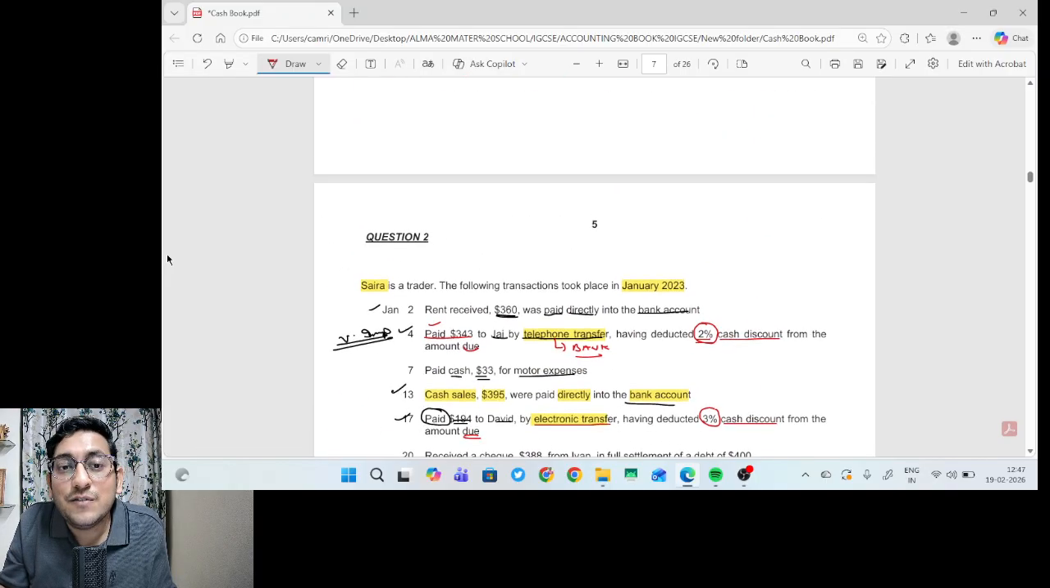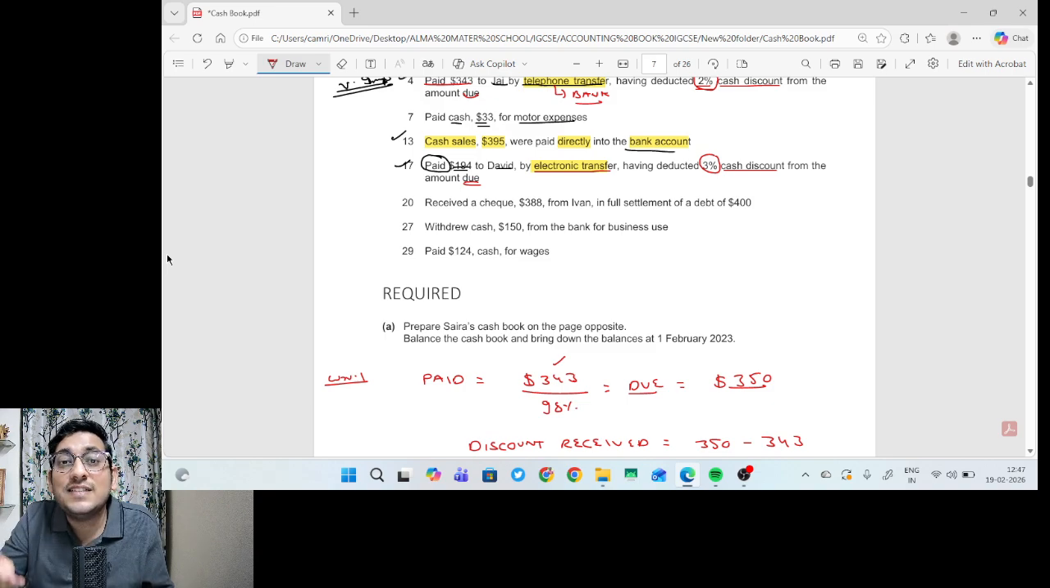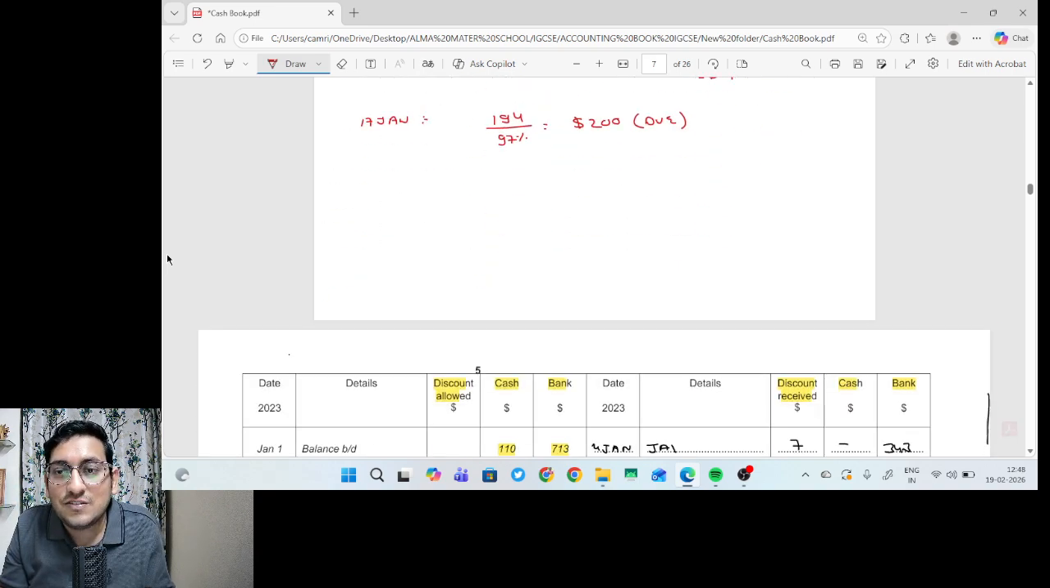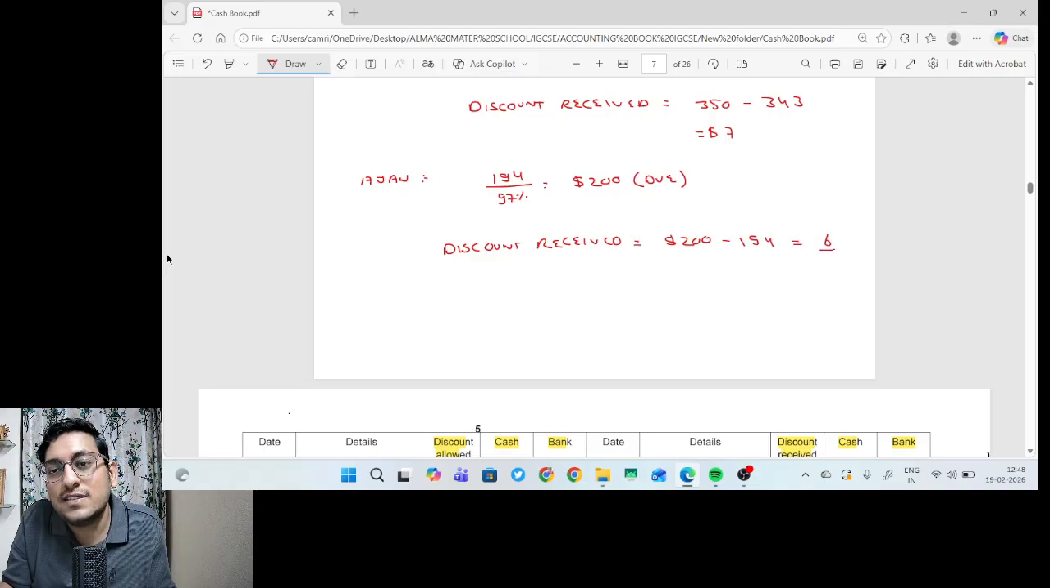Now, please tell me, we have paid, so is it a discount allowed or discount received? Sir, we are paying. That means we are receiving the discount because we are paying less to debit. So this is also my discount received. So what is my discount received? It is $200 minus $194. So $6 is my discount received.